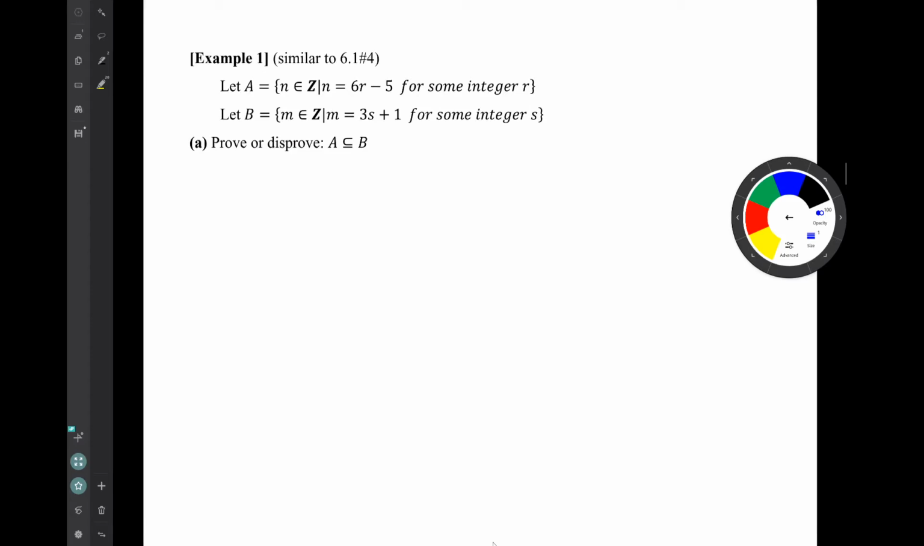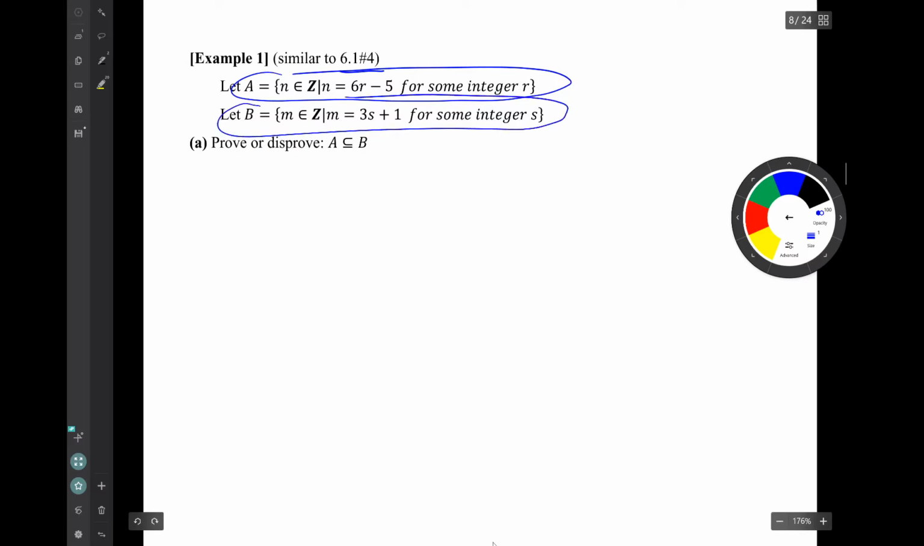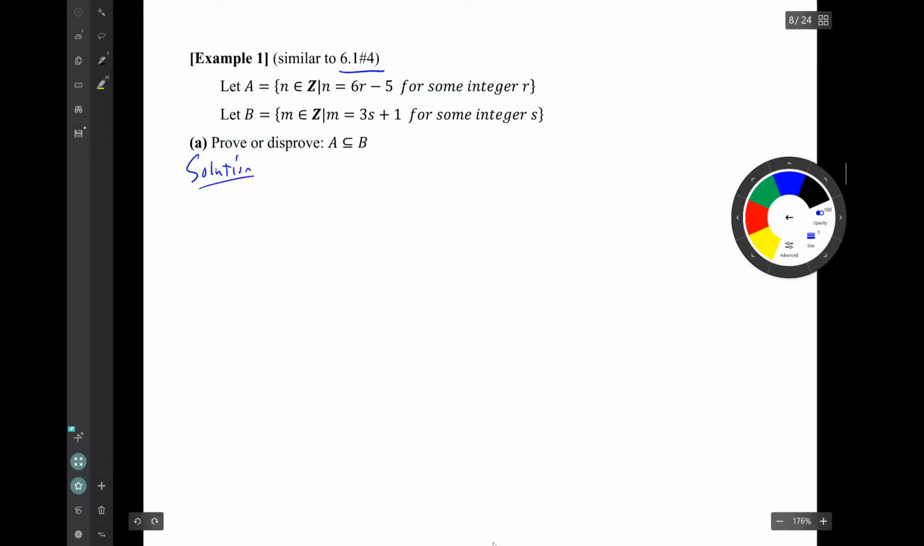Example 1. This is similar to 6.1 number 4. Let A be this set, and let B be this set. Prove or disprove that A is a subset of B. Well, first we have to figure out whether we believe this is true or false. If we believe it's true or false, then we have to think about how we're going to prove that. That'll come next. But first we have to figure out which we think it is. So let's figure out what's in set A and what's in B.